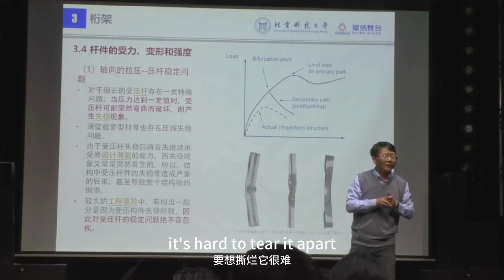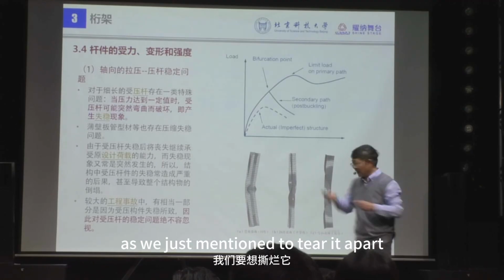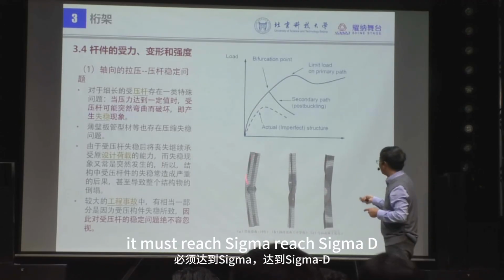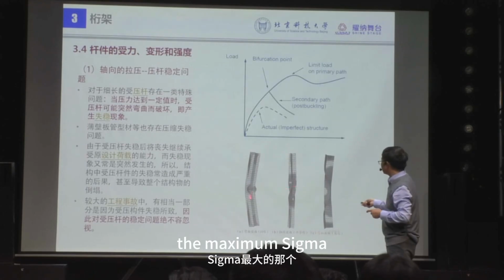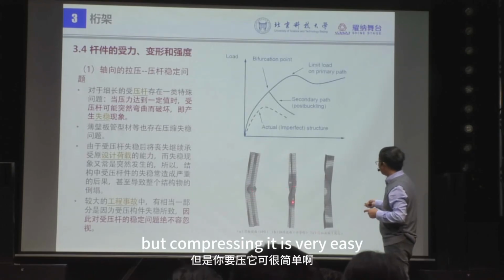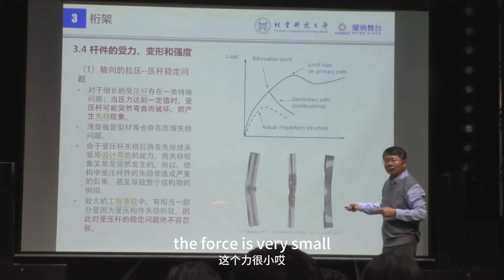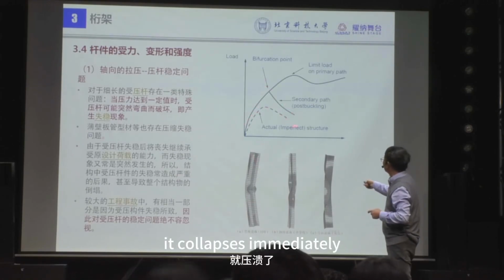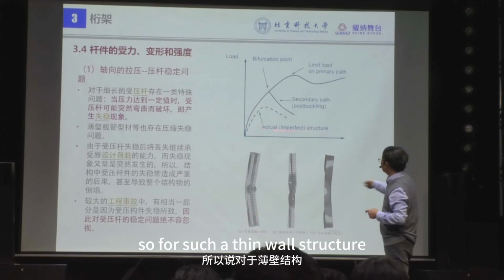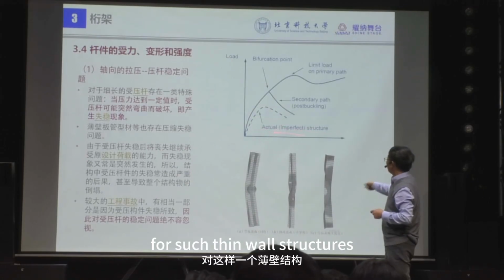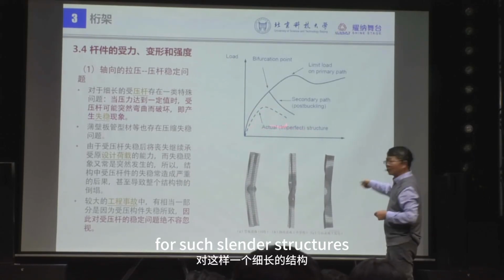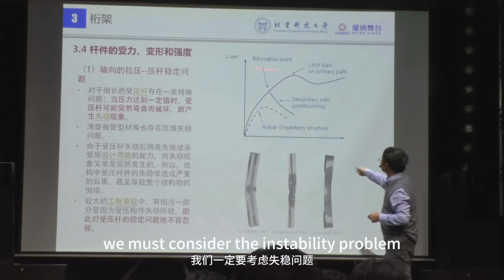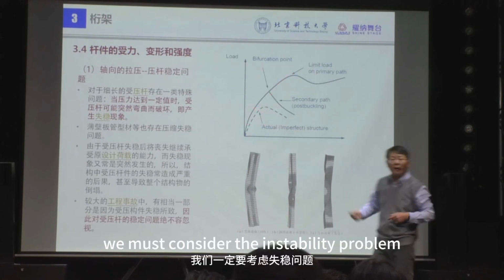It's hard to tear it apart. As we just mentioned, to tear it apart, it must reach sigma D, the maximum sigma. But compressing it is very easy. The force is very small. It just collapses immediately. So for such thin-walled structures, for such slender structures, we must consider the instability problem.